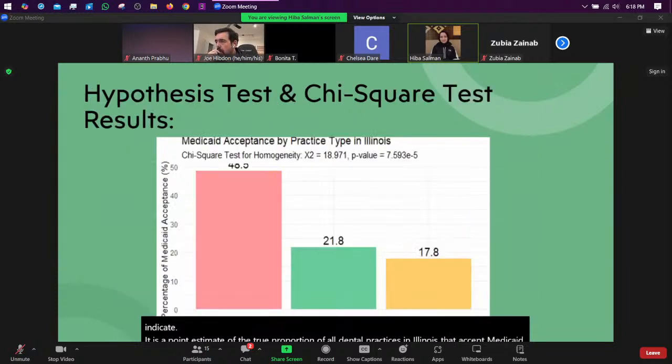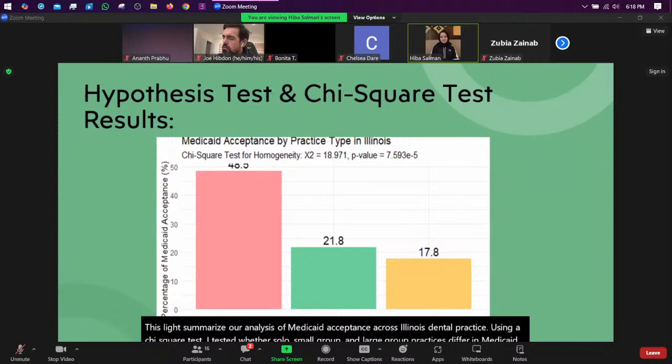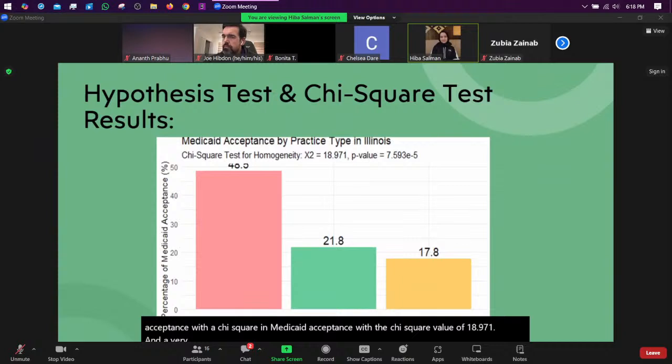This slide summarizes our analysis of Medicaid acceptance across Illinois dental practices using a chi-square test. I tested whether solo, small group, and large group practices differ in Medicaid acceptance. With a chi-square value of 18.971 and a very small p-value, that is 7.593 × 10^-5, we rejected the null hypothesis, confirming significant differences.